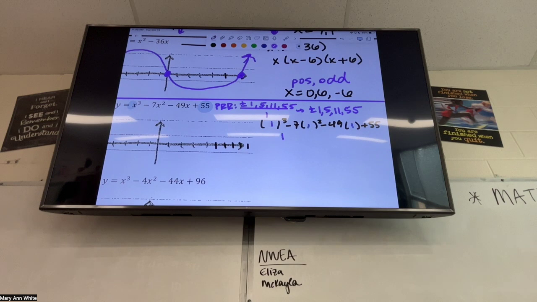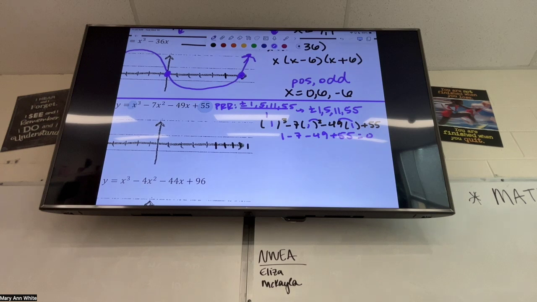1 to the third is 1. 1 squared is 1 times negative 7 is negative 7. Negative 49 times 1 is negative 49 plus 55. That gives me negative 6. Negative 6 minus 49 is negative 55. Oh, plus 55 is 0. Good job, Abe. That one worked out.